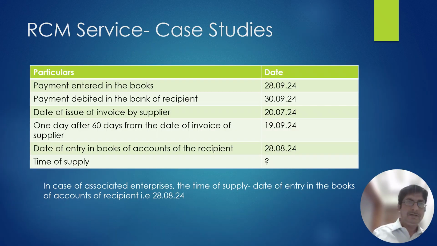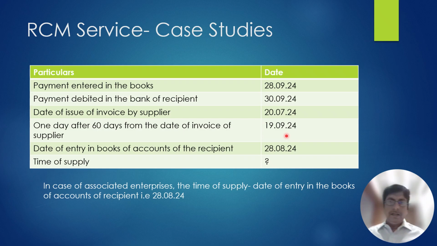Let's go to the next. RCM in case of services. Let's see the facts of the case. The payment entered in the books of the recipient 28 September. Payment debited in the bank 30 September. Date of issue of invoice by the supplier 20 July. One day after 60 days, that is 19th September.